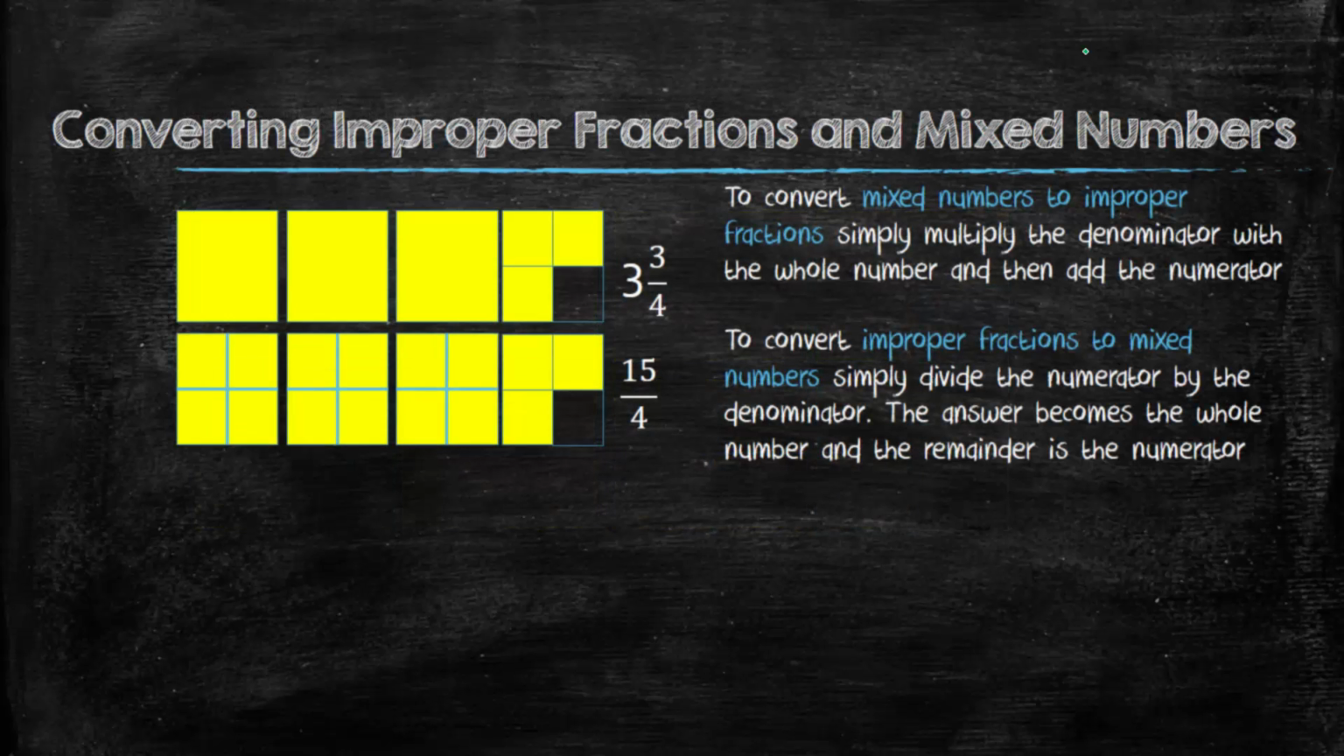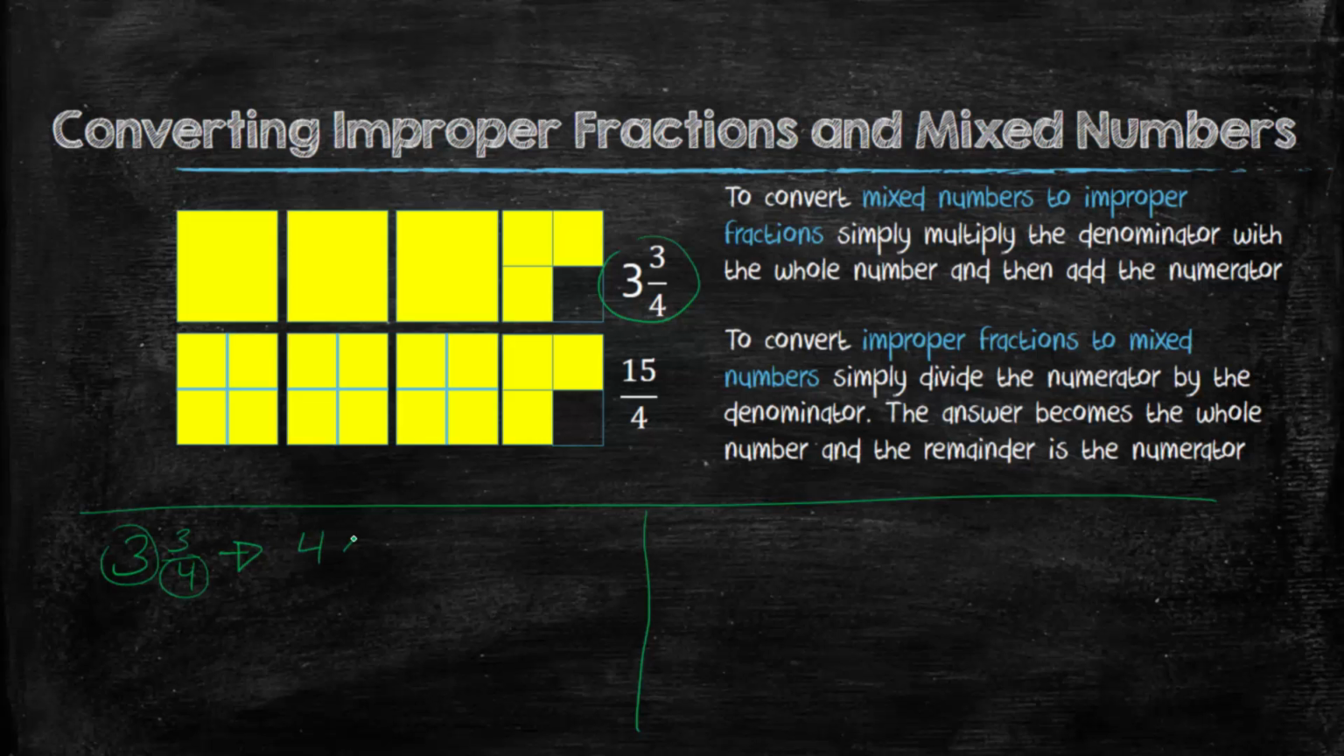Now, let's look at converting mixed numbers to improper fractions. To convert mixed numbers to improper fractions, simply multiply the denominator with the whole number and then add the numerator. Okay, let's check this out. Let's take this mixed number and convert it. I'm going to use the bottom left hand of the screen to do that. So we've got 3 and 3/4, and we're going to convert this to an improper fraction. So what are the steps? Multiply the denominator with the whole number. This is the denominator, this is the whole number.